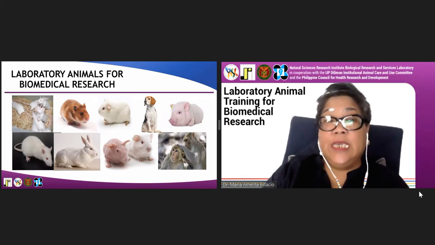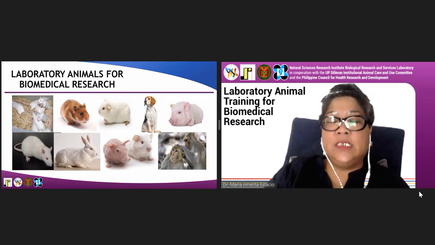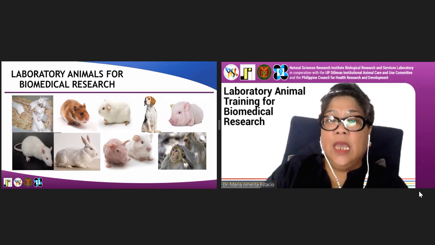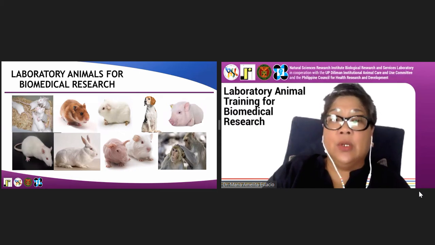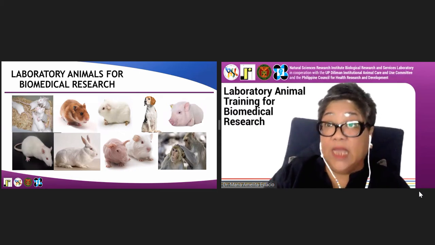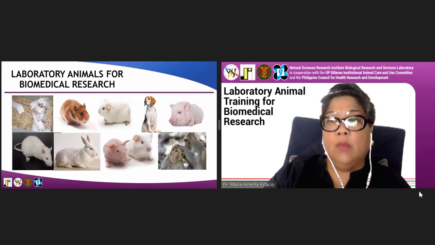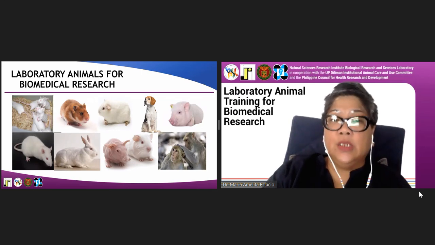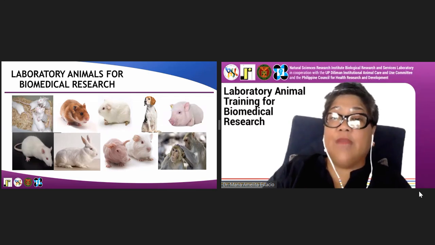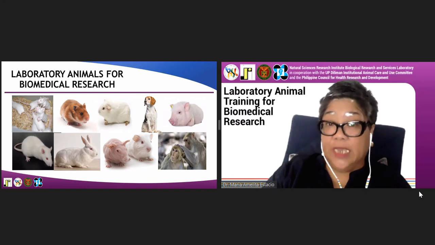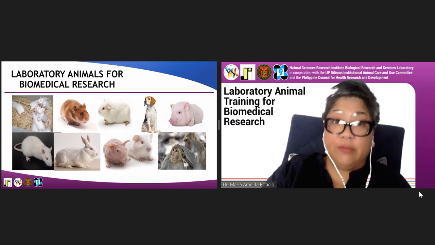And what you can see here are the specific laboratory animals that are being used in biomedical research. So we can classify them as small laboratory animals. Specifically, you have the rodents as the most popular and most commonly used. So we have, of course, the mice and the rats. We also have the hamsters and, of course, the guinea pig and the rabbit.